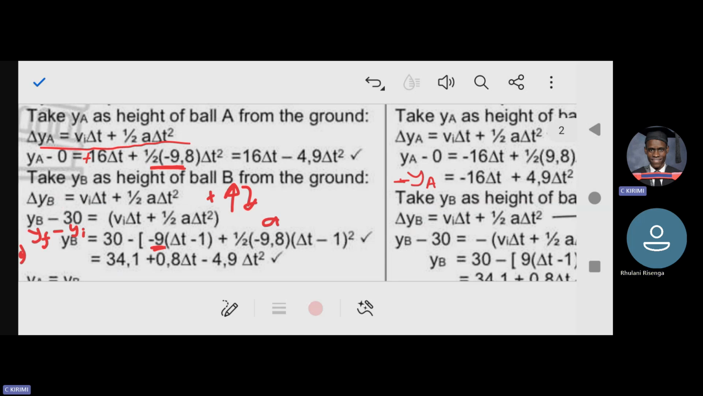Yes, 1 second more. In terms of quadratic, it's a shift to the right by 1 unit, which you represent with a negative. So any t in that formula, you replace with t minus 1. Now, because the 30 comes to the right, we are making y the subject of the formula.